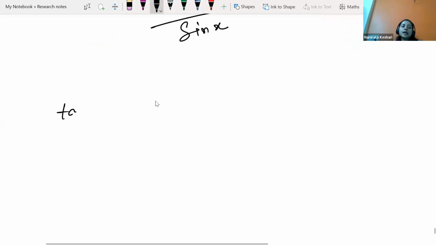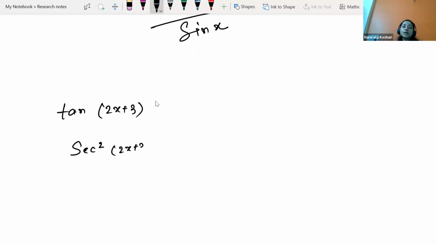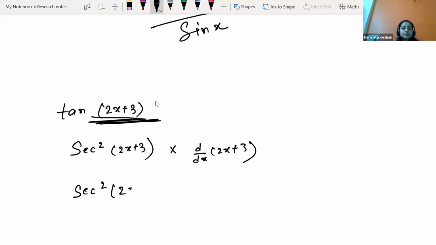Now every time we will be doing it like this. Whenever tan of 2x plus 3 is there, we will say that it looks like tan x. In our formula series, we can apply the tan formula over here for finding the derivative. What is the derivative of the tan function, tan x? Sec squared, right? Yes. But this is not x. We have treated it like x. So we still need to do the derivative of this 2x plus 3. And the derivative of 2x plus 3 is? 2.